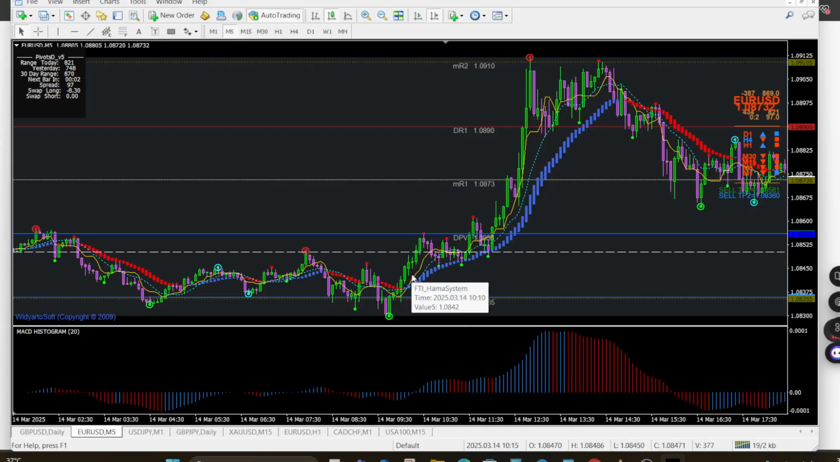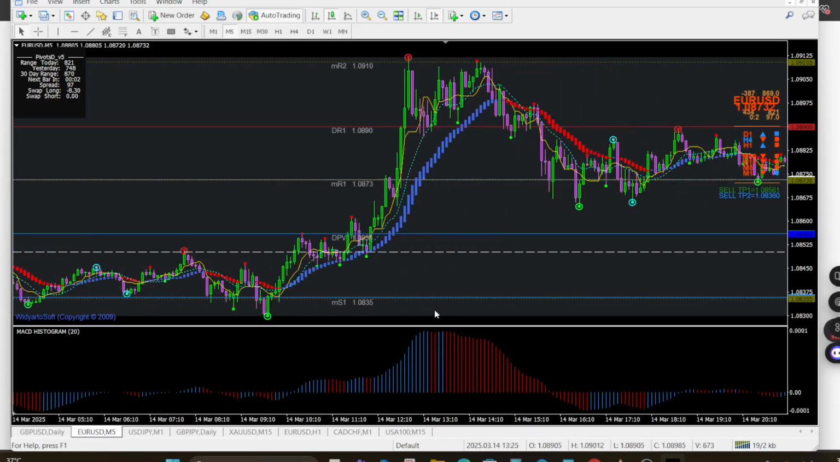So that's a bullish sign. And then you watch out for this yellow line to cross above it. That's a buy signal. At the same time, you ensure that the MACD histogram changes color to blue, and make sure that the histogram bars are above the 0 level. So that's a buy confirmation.